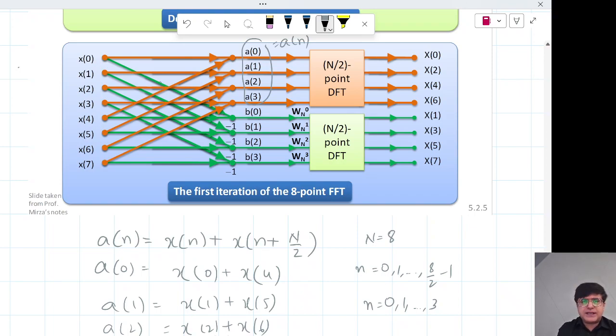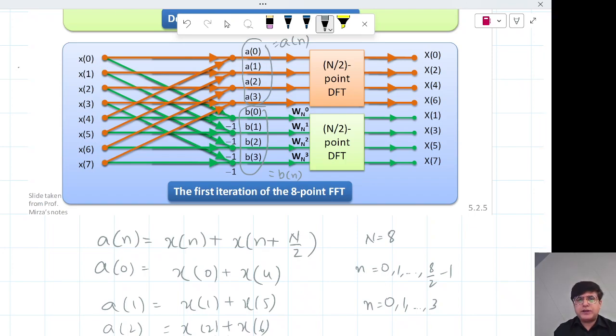B of 0 is x of 0 minus x of 4, because you have this minus over here. B of 1 is x of 1 minus x of 5. B of 2 is x of 2 minus x of 6. B of 3 is x of 3 minus x of 7. So this indeed is the sequence b of n, and then I can multiply it with w subscript n to the power n.